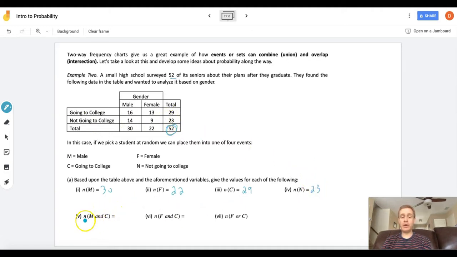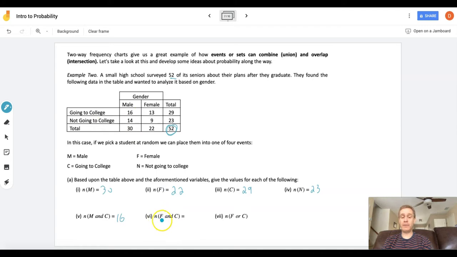Now, the number of students that are both male and going to college, well, that's going to be that value right here, because this is the column for males, and this is the row for going to college, and it's this value here that is the intersection of those two events. And so it's only 16 students that are male going to college.